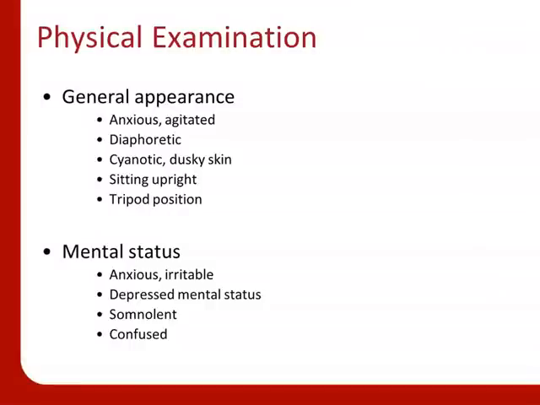Usually they're anxious and agitated. Often they're diaphoretic, cyanotic, sitting upright or tripoding with their forearms resting on their knees or resting on their thighs and leaning forward. They're usually anxious or irritable, but if they're somnolent or confused, those are usually bad signs that they're starting to develop hypercarbia in addition to their hypoxemia. Patients can compensate for one or the other for a little while, but when they start getting both, that's usually a bad sign.